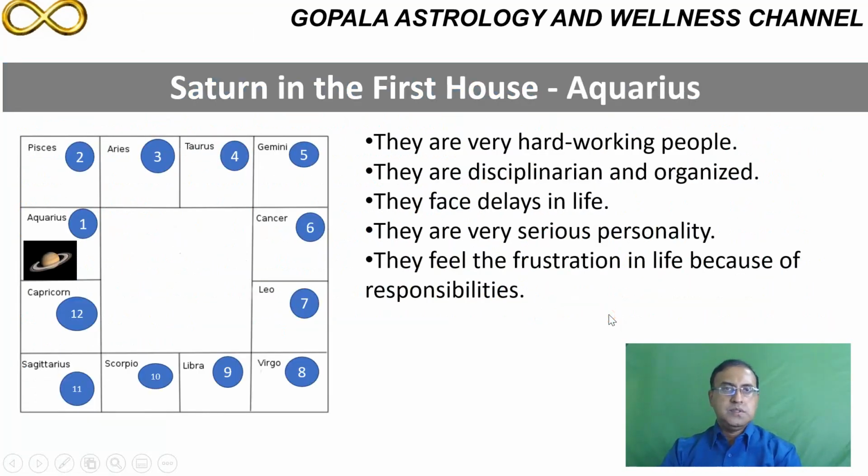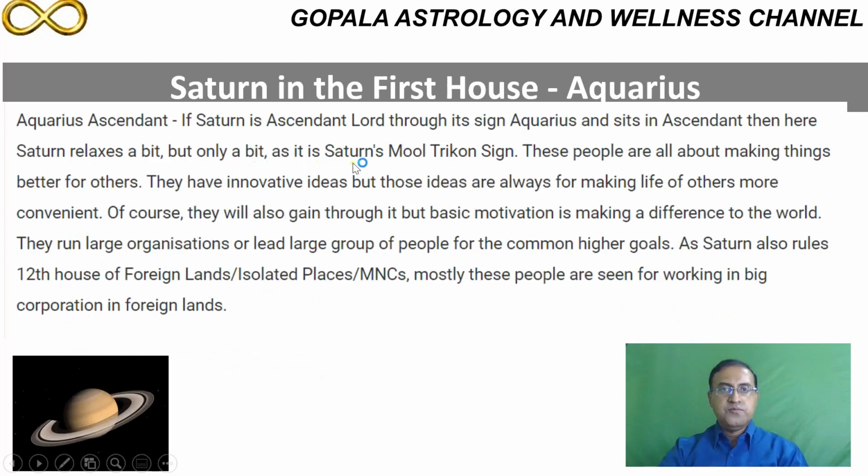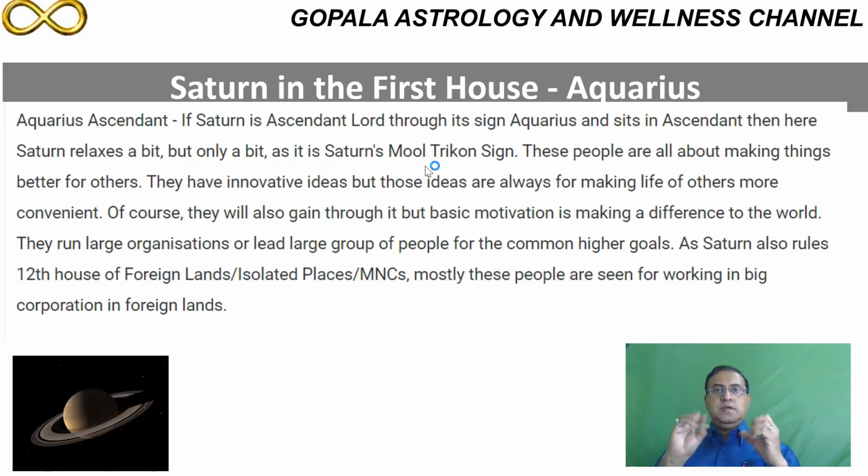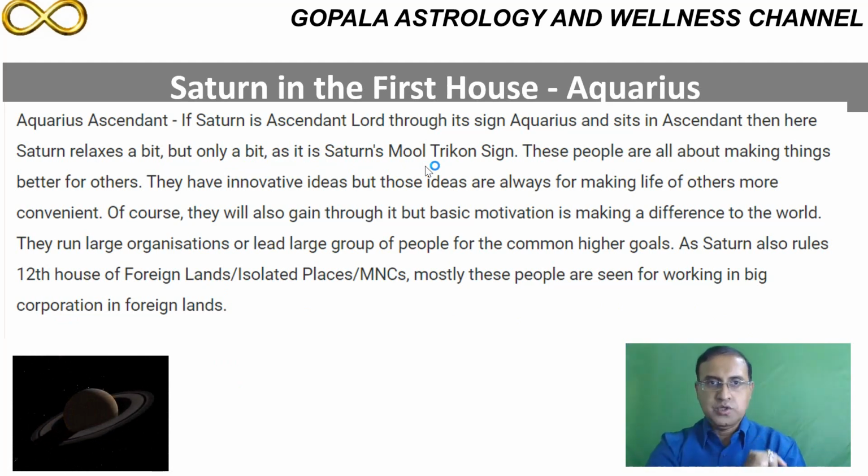The next one is Sagittarius, where Saturn goes to the first house of Aquarius. So this Aquarius is slightly different. The people here are very innovative. Aquarius is a very innovative sign, and even though the first portion of their life is delayed, they become very research-oriented personalities, bringing a lot of R&D work into their field. The reason is Saturn's Mula Trikona Sthanam is actually Aquarius.